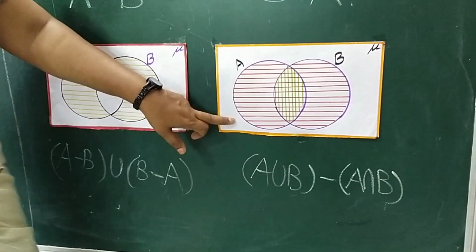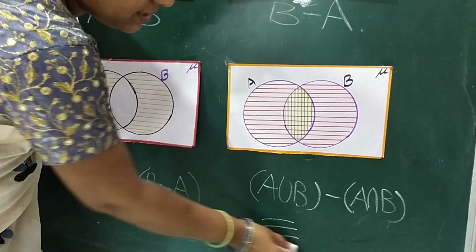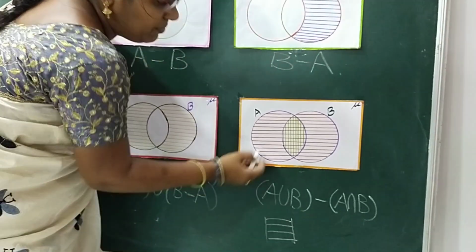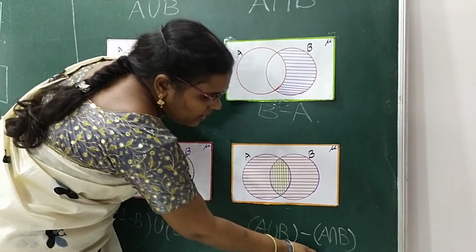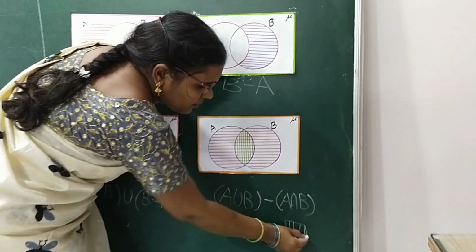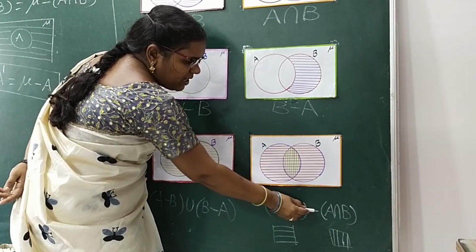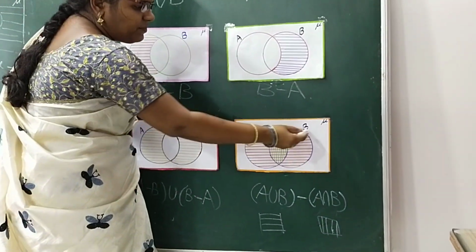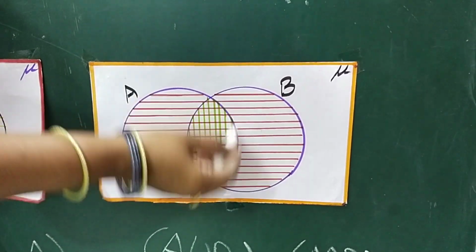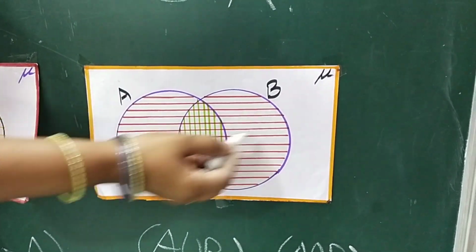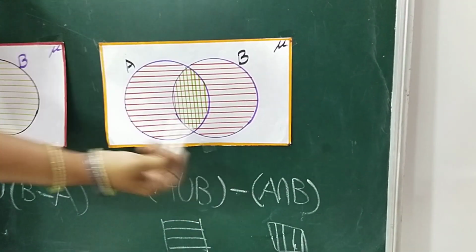Now if you see here, A union B is represented by horizontal lines. Next, A intersection B is represented by vertical lines, and between them which operation is there? Minus. From this A union B we have to remove A intersection B. Which portion will we get? These two parts except this. These two parts together represent this statement.